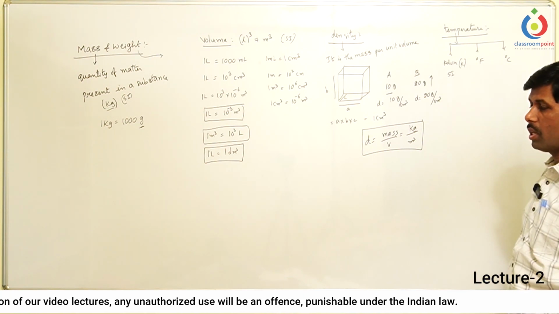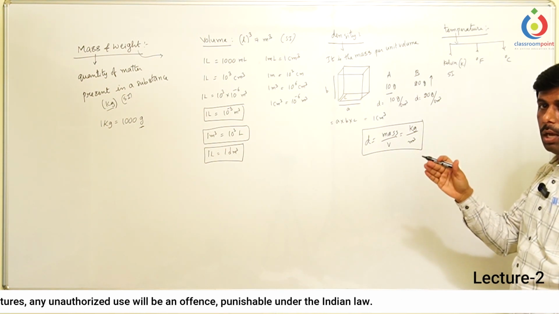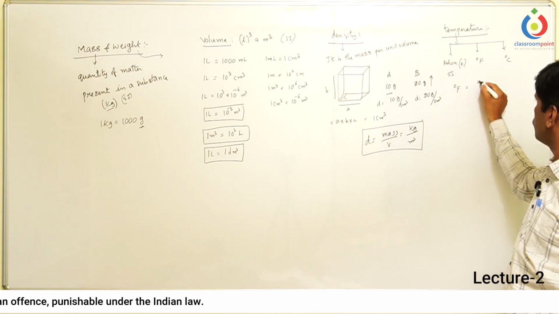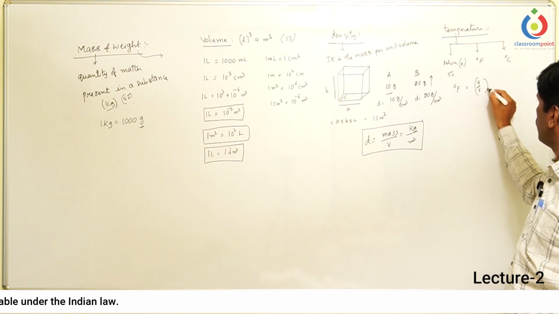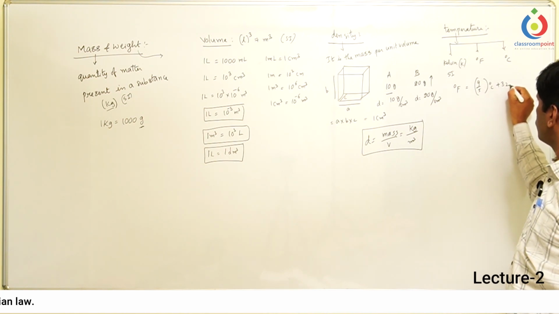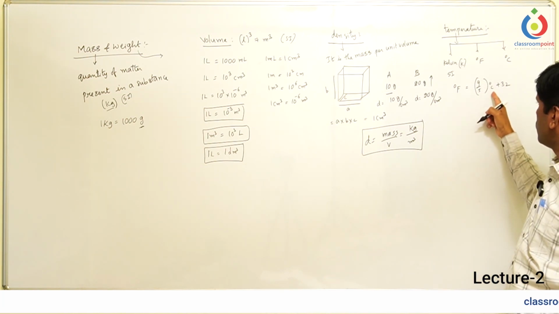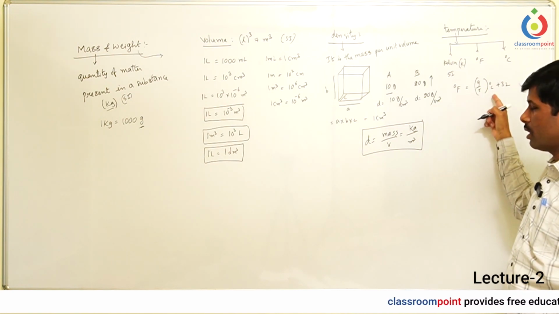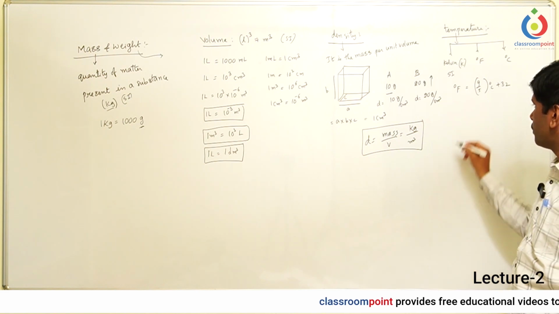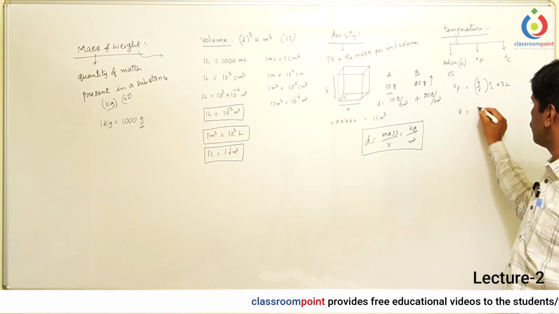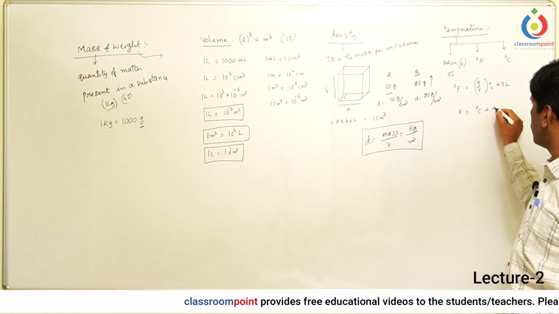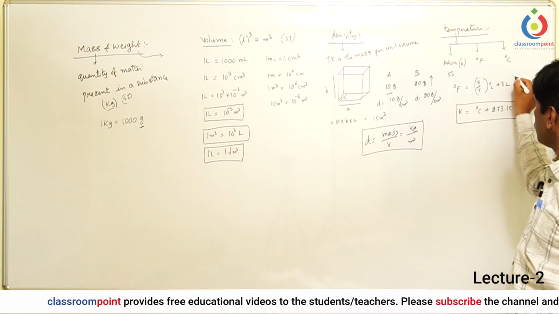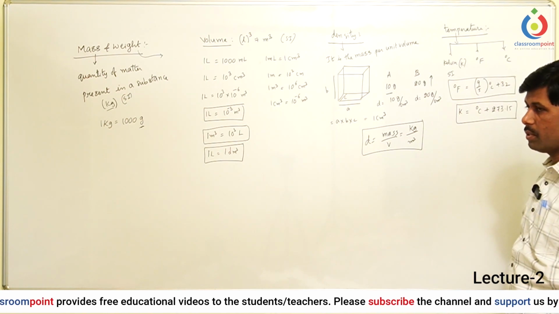Now let us see how to convert one unit to another. Degree Fahrenheit is equal to 9 by 5 times degree centigrade plus 32. So when degree centigrade is given, you can convert it to degree Fahrenheit. When degree Fahrenheit is given, you can convert it into degree centigrade. Similarly, Kelvin is equal to degree centigrade plus 273.15. So these can be converted in this format.